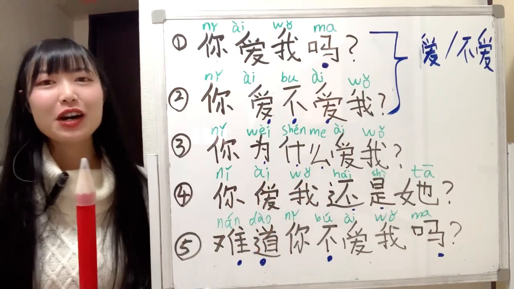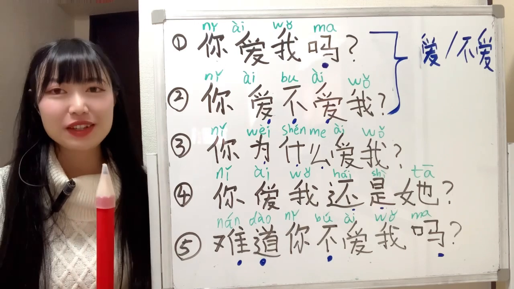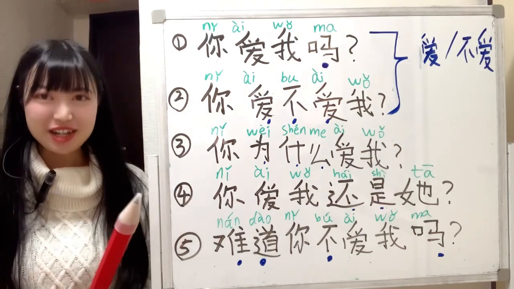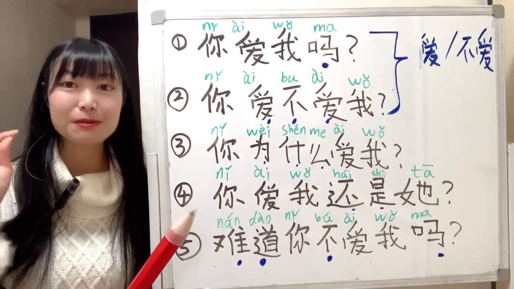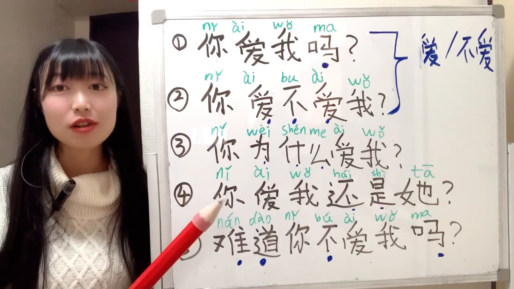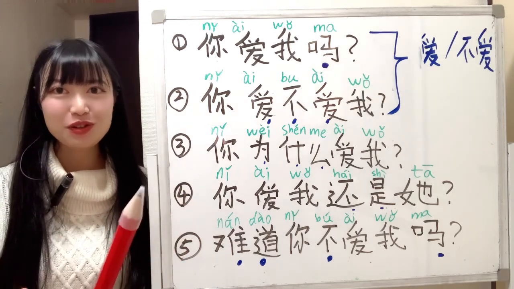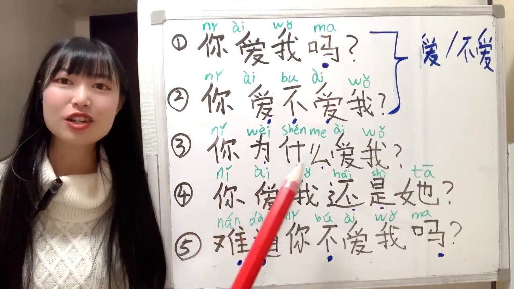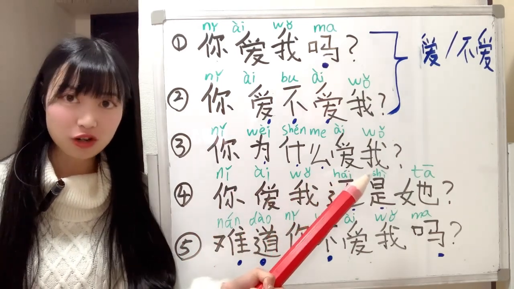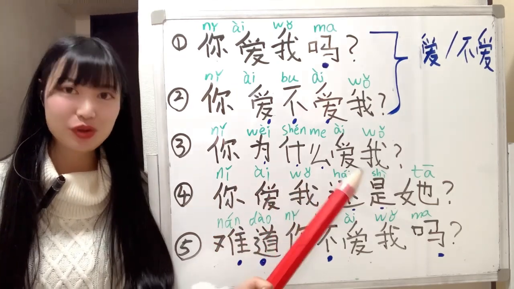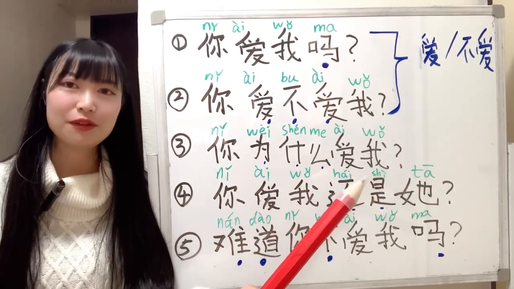Okay, do you know how to ask a specific question in Chinese? It's similar like English. You just need to put the specific question word. For example, why do you love me? In Chinese, you can say 你为什么爱我? 你为什么爱我? Why do you love me?